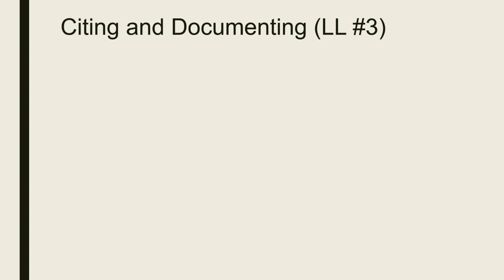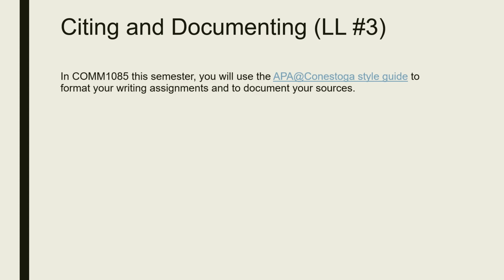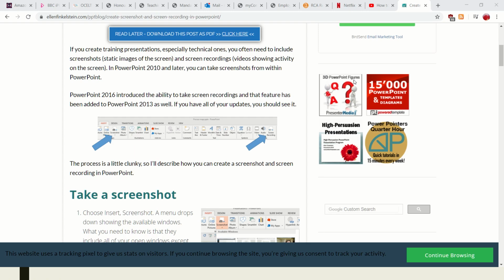So now we are moving on to learning log number 3. In COMM1085 this semester, we will be using the APA at Conestoga Style Guide to format your writing and assignments and to document your sources. If you have never opened this link before, now is a good time to do so. I will quickly open it and we'll take a look at it.